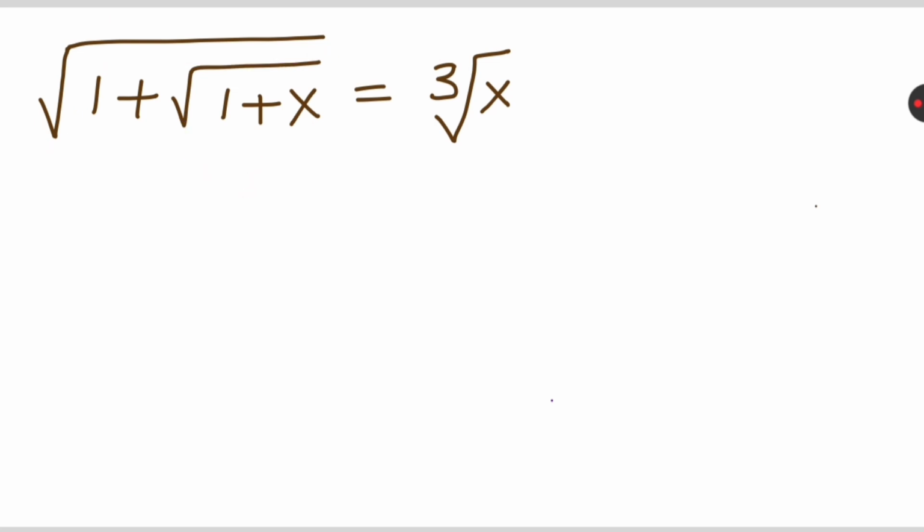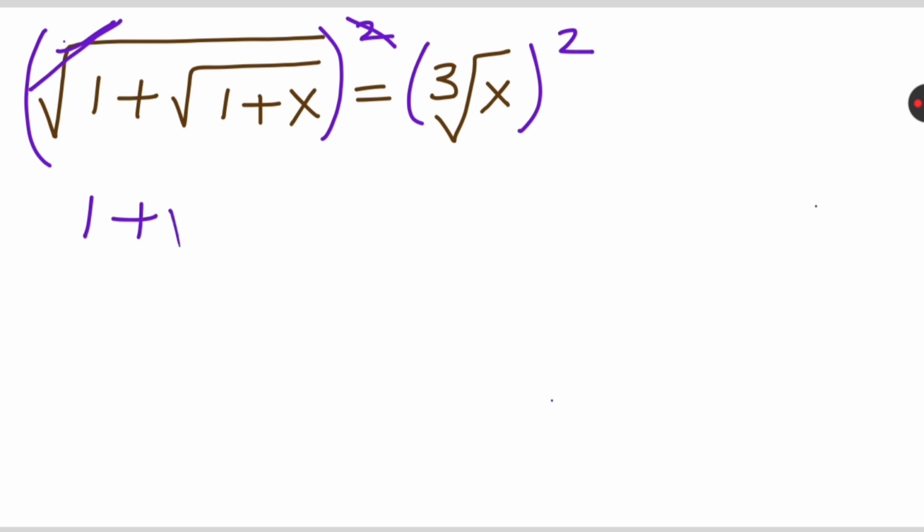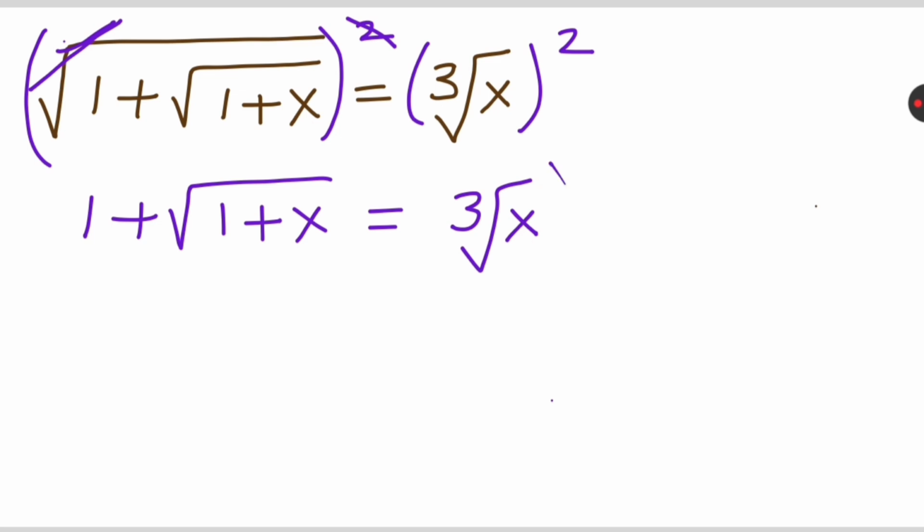So first I start with getting rid of this square root. That's why I am doing square on both sides. Here we have a square and here we have a square root, which gets cancelled. So we are left with 1 plus square root of 1 plus x, that is equal to cube root of x whole raised power of 2.